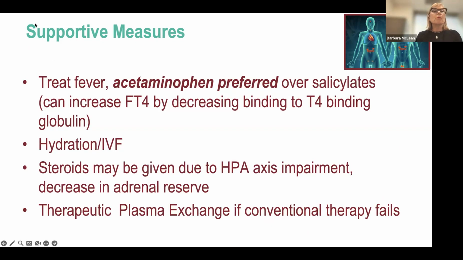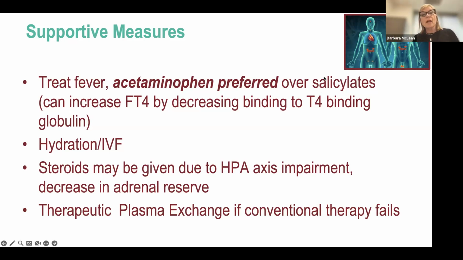Okay, so some of the supportive measures that you're going to utilize for those patients is, of course, if they have a fever, you're going to try to cool them down. You can use cooling blankets. You could use an Arctic Sun. You're going to give IV fluid because of their hyperthermia. They're going to be very dehydrated.